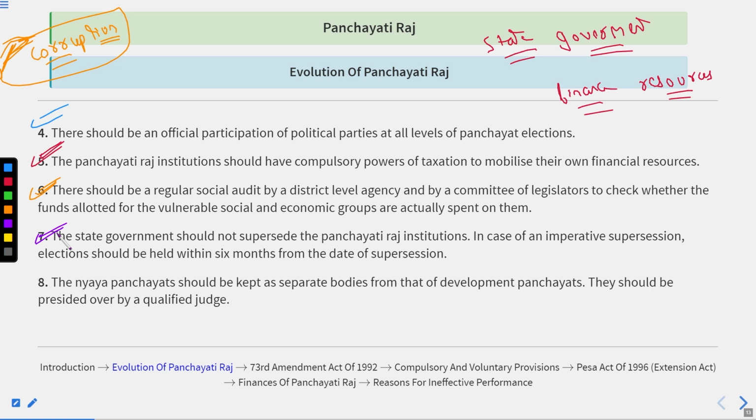Thereafter, the state government should not supersede the Panchayati Raj institutions. In case of an infirmity supersession, election should be held within 6 months from the date of supersession. It means that the state legislature should not have the power to suspend or supersede the Panchayati Raj institutions. And if the state legislature does this due to some extraordinary circumstances, then within the time period of 6 months from the date of supersession, the new election should be held and the new Panchayati Raj institutions should be elected.